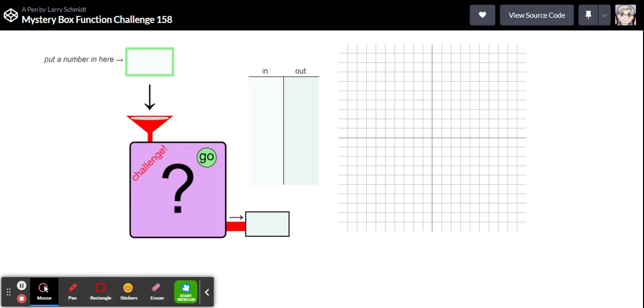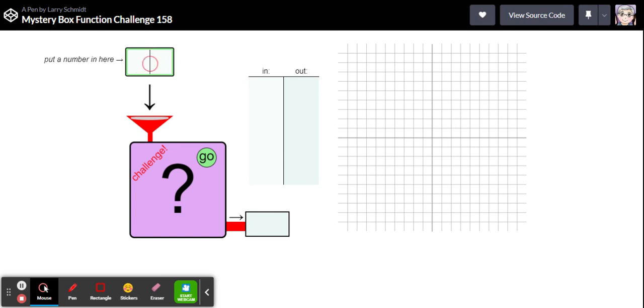In this purple mystery box there is some math and your challenge is to figure out what it is. It's Friday, so this math is particularly challenging. You can try this out, use the link in the description, and if you think you've got an idea, come on back and see if we get the same thing.